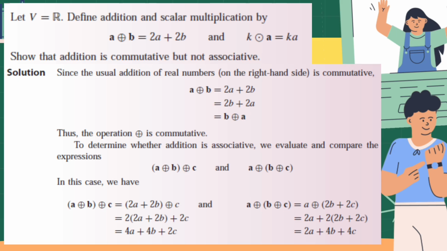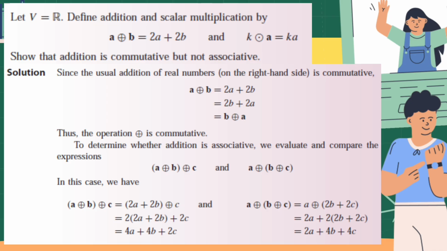Let V equal R. Define addition and scalar multiplication by a plus b equal to 2a plus 2b, and k times a is equal to ka. So scalar multiplication is normal. First, check the commutativity. You have a plus b equal to 2a plus 2b, and when you apply the commutativity, interchange the two, that becomes 2b plus 2a, and then simplify, it is equal to b plus a. So commutativity holds.